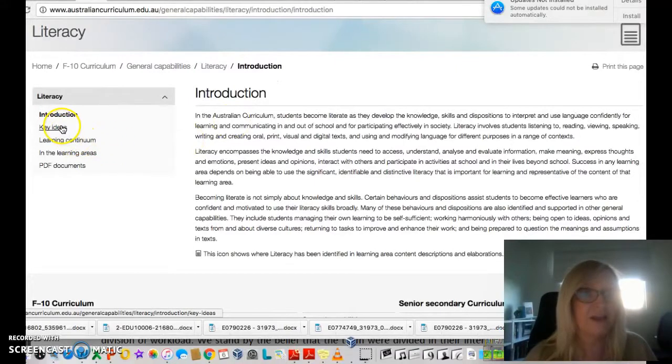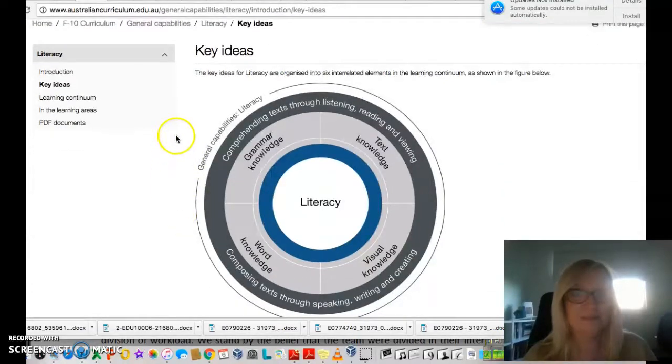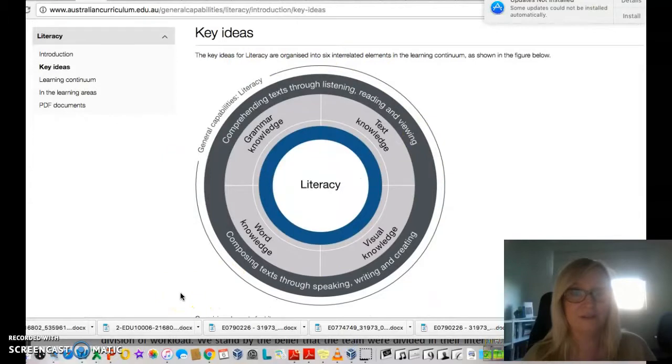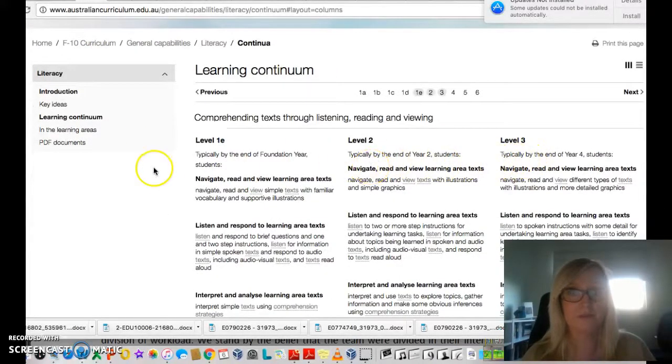Oh, sorry. The key ideas. This is important. All right, so get to know this really well. This is how it's set within the context of the curriculum. Then we've got the learning continuum, which looks at the structure and the framework. Okay, so across the areas 1, 2, and 3.